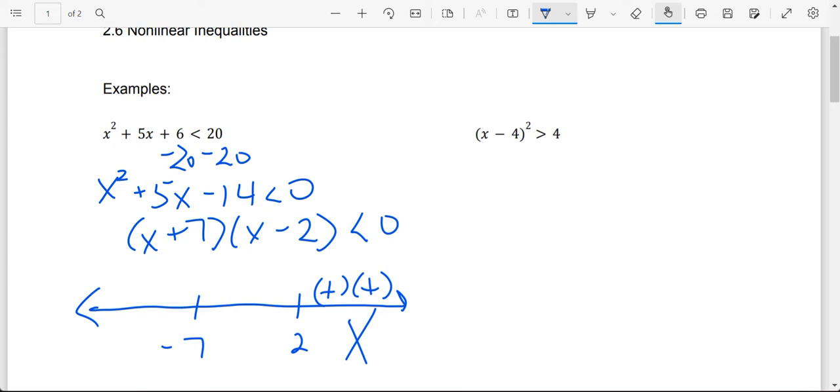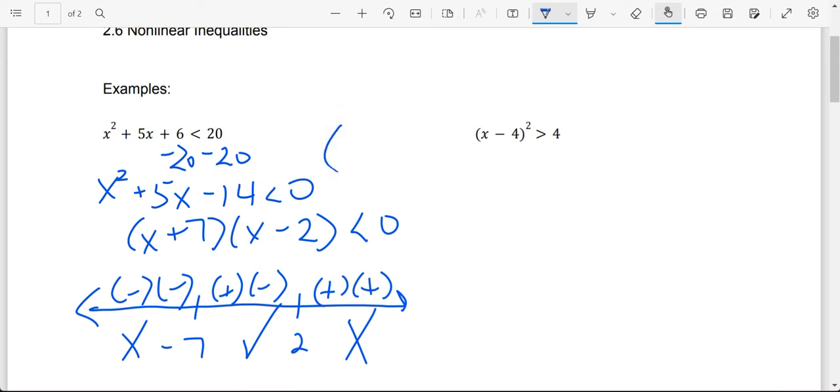So greater than 2 is not going to work. Positive times positive is positive, and any positive number is not going to be less than 0. Between negative 7 and 2, if you pick any number, say 0, I don't care what the exact number is, I just want to know if it's positive or negative. You get a positive times a negative, which is negative. So yes, that works. And less than negative 7, you get a negative times a negative, which is a positive. That won't work. So what are the values that work for this?